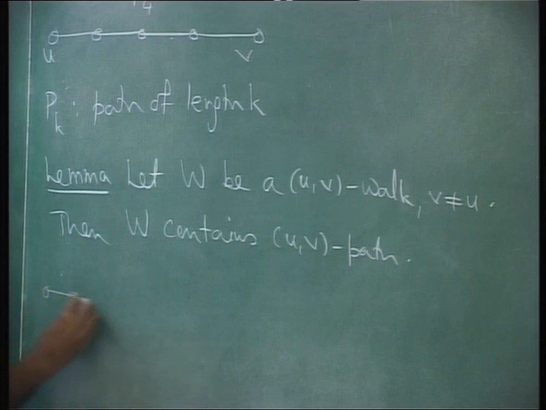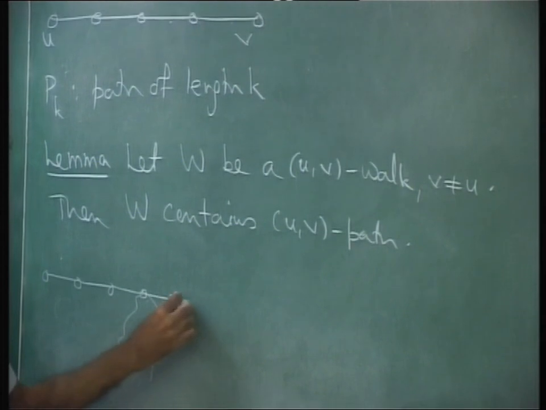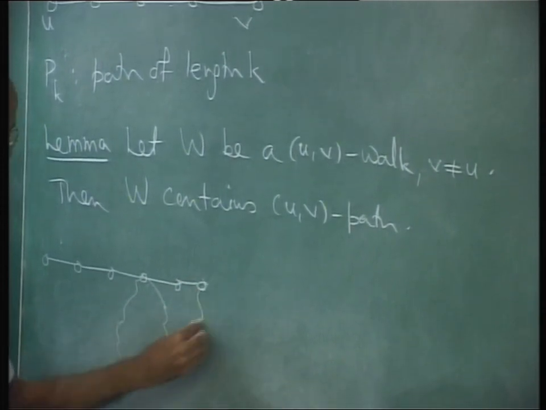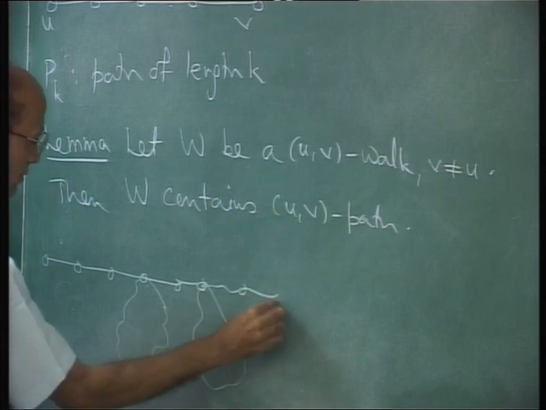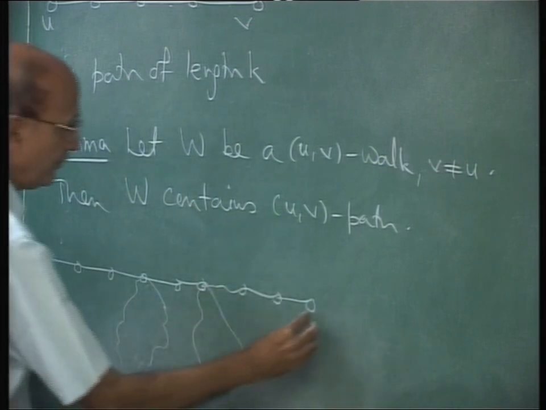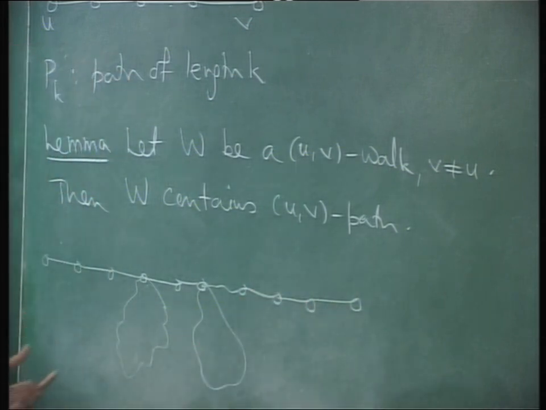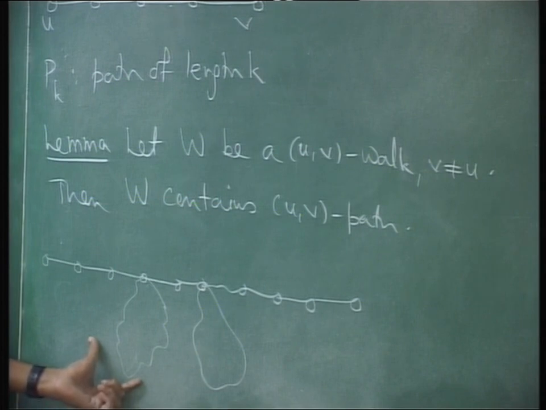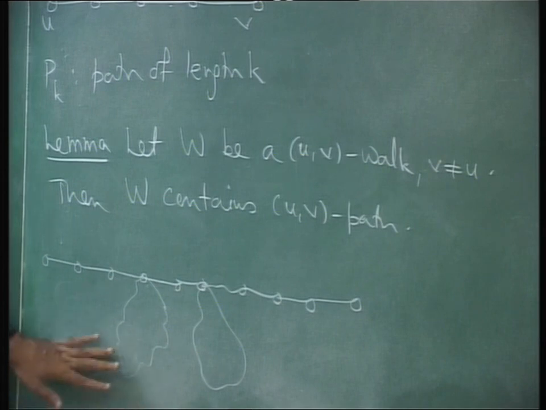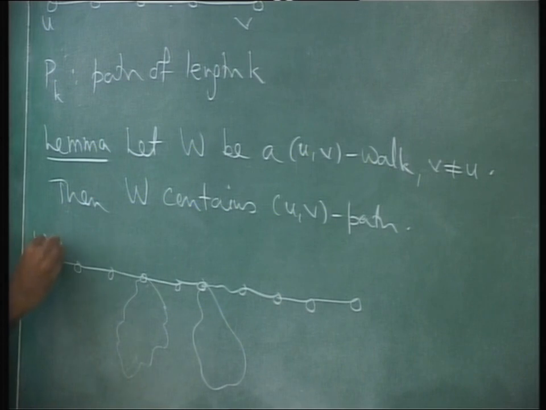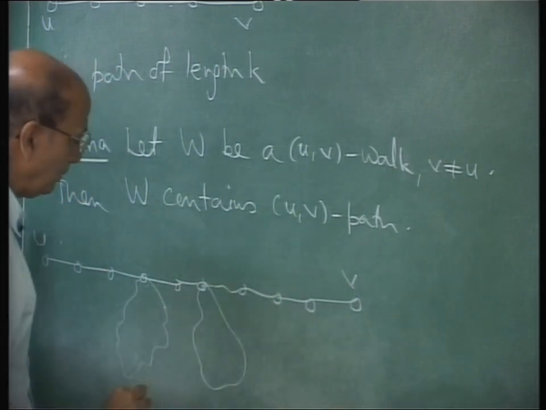How would I say this? You began, but at some vertex you sort of went around. Can these things be removed actually? Can we remove this? Yes, that's clear. I can actually remove this, because if I remove this, I will get a smaller walk from U to V. There may be many such things.